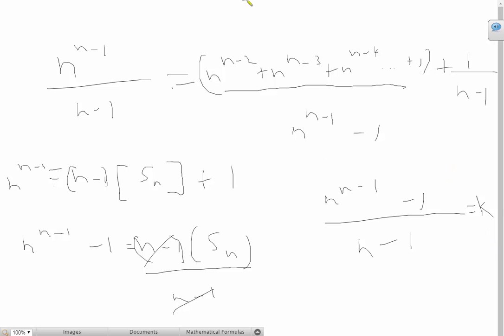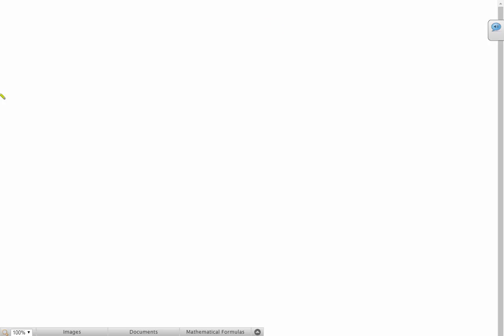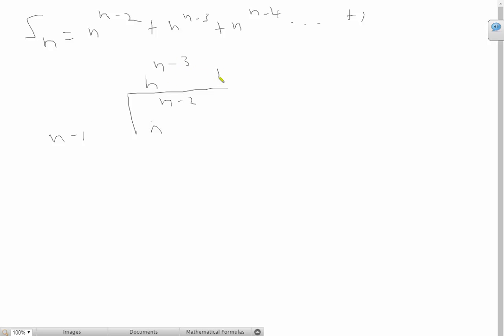But we have to find out what happens when we divide by n minus 1 squared. So let's take this a bit step further. So Sn is equal to n raised to n minus 2 plus n raised to n minus 3 plus n raised to n minus 4 and all the way to plus 1. Now let's see what happens when we divide this guy by n minus 1. So we're dividing n raised to n minus 2 by n minus 1. Can you guess what's going to happen? Yes. You get a polynomial which is very similar to what happened when you divided n raised to n minus 1 by n minus 1. So you get n raised to n minus 3 plus n raised to n minus 4 plus n raised to n minus 5 all the way to 1. And again, the remainder that you get when you divide this by n minus 1 is 1.